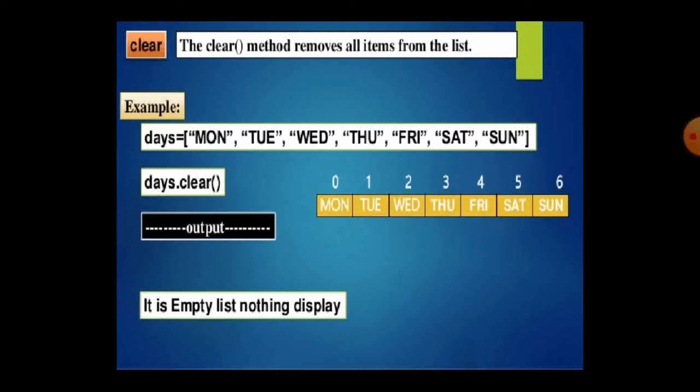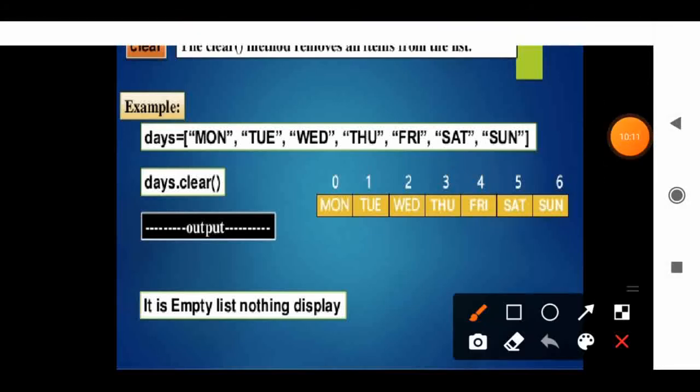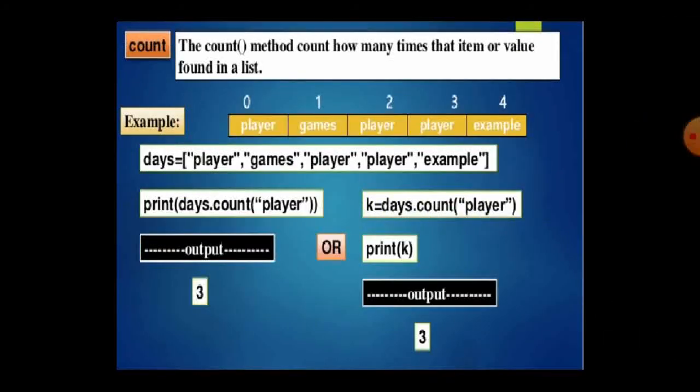Clear method. The clear method removes all the elements from the list. It will clear the elements in the list. For example, days equals the list we have created: Monday, Tuesday, Wednesday, like that. days.clear() means it will clear the list and display nothing as the result. This is called the clear method.